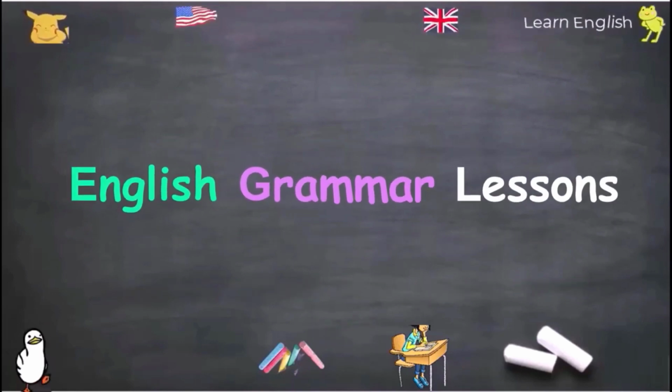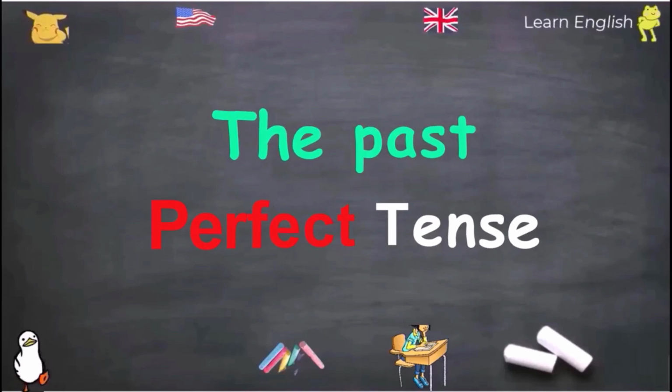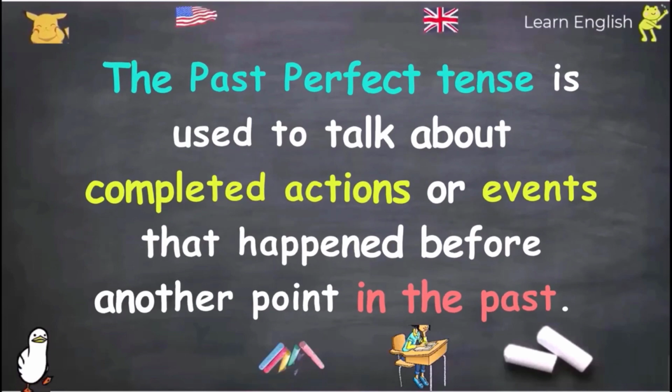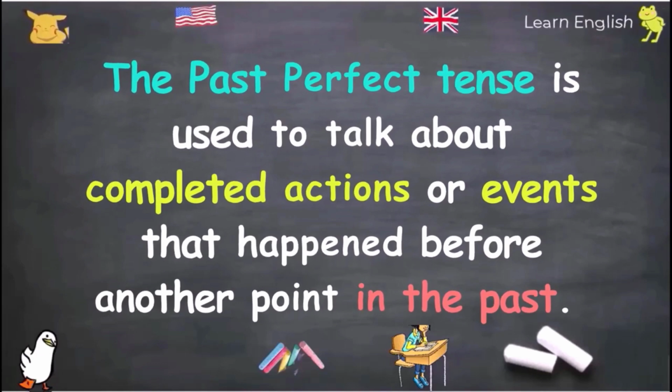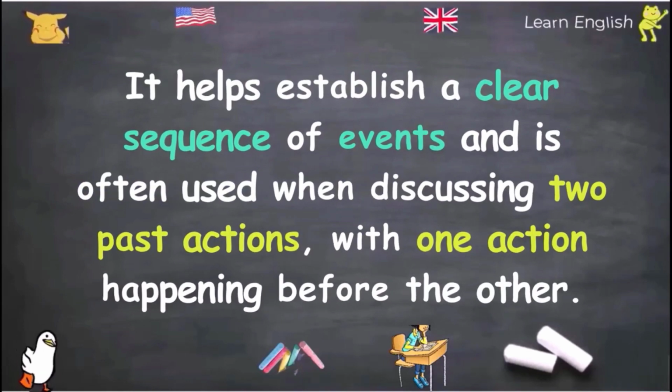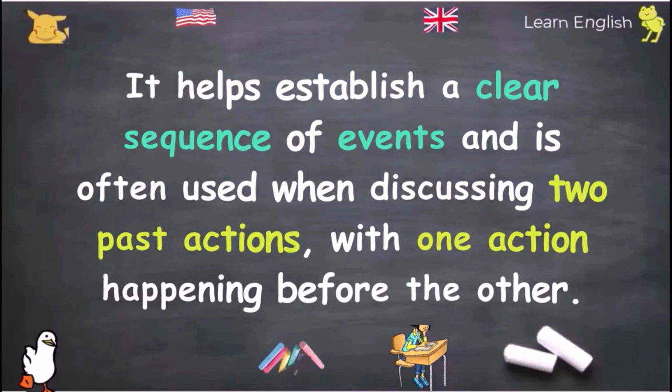English grammar lessons. The past perfect tense. The past perfect tense is used to talk about completed actions or events that happened before another point in the past. It helps establish a clear sequence of events and is often used when discussing two past actions, with one action happening before the other.